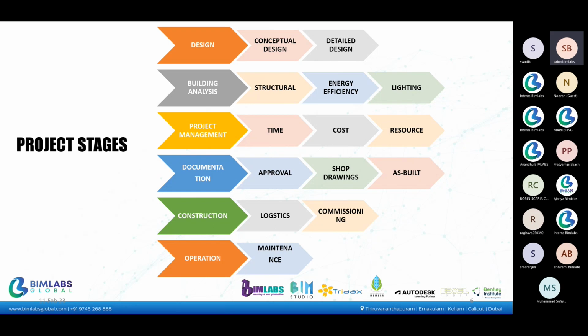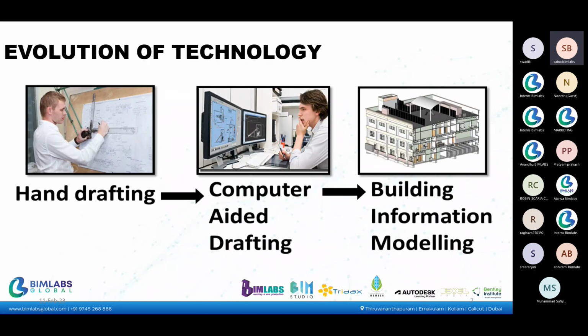So now I'm going to tell you about the BIM tool which is used in the detailed design stage, that is Revit. Before that, I am going to tell you about the evolution of technology from hand drafting to building information modeling. We all know that in hand drafting there are so many drawbacks, isn't it? We have to draw the plan on different papers, and if any error occurs, we need to rework. So it is more difficult and more time consuming.